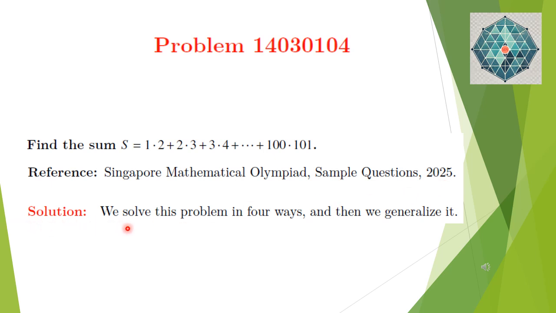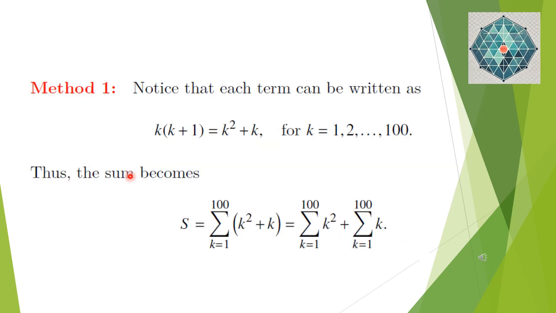Solution: we solve this problem in 4 ways and then generalize it. Method 1. Notice that each term is written as k times k plus 1 equals k squared plus k, for k equals 1, 2, and so on, up to 100. Thus, the sum becomes S equals the sum of k squared from 1 to 100, plus the sum of k from 1 to 100.